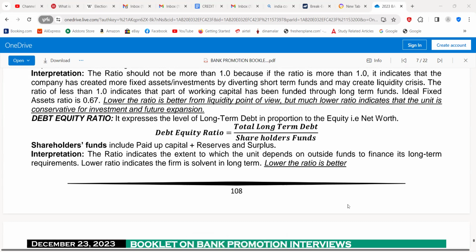Okay. Debt equity ratio. It expresses the level of long-term debt in proportion to the equity, that is net worth. Debt equity ratio is equal to total long-term debt divided by shareholder funds. Shareholder funds include paid up capital plus reserves and surplus. Interpretation: the ratio indicates the extent to which the unit depends on outside funds to finance its long-term requirements. A lower ratio indicates the firm is solvent in the long term. The lower the ratio, the better. Yeah, good. So I will stop this here.